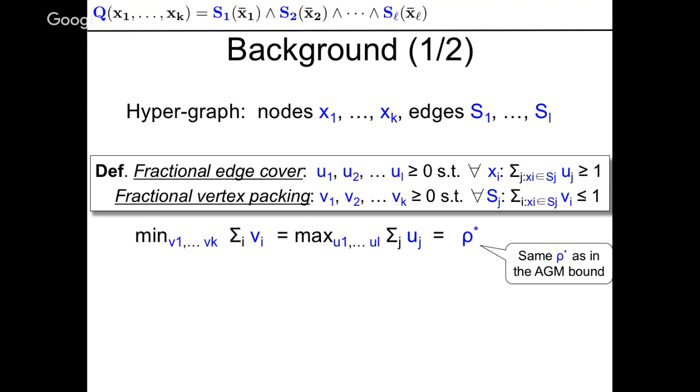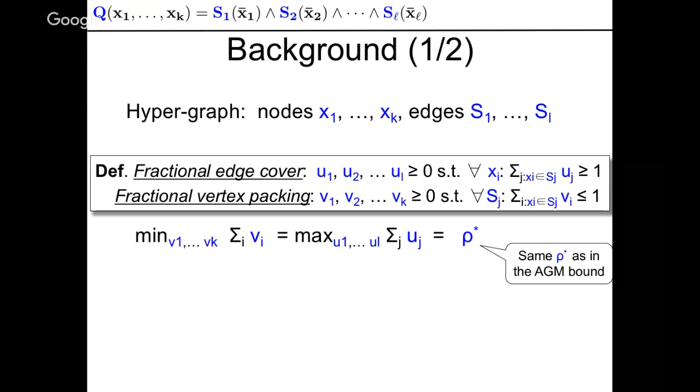The dual notion is that of a fractional vertex packing, which associates numbers to vertices, and for each hyperedge, the sum of the weights of the nodes in that hyperedge is at most 1. And by duality, the minimum value of... what did I write here? I wrote wrong. It should be the maximum value of the vertex packing is equal to the minimum value of the fractional edge cover, and this is denoted with rho star, which is also called the fractional edge covering number of the hypergraph. This is the same rho star as in the AGM bound.